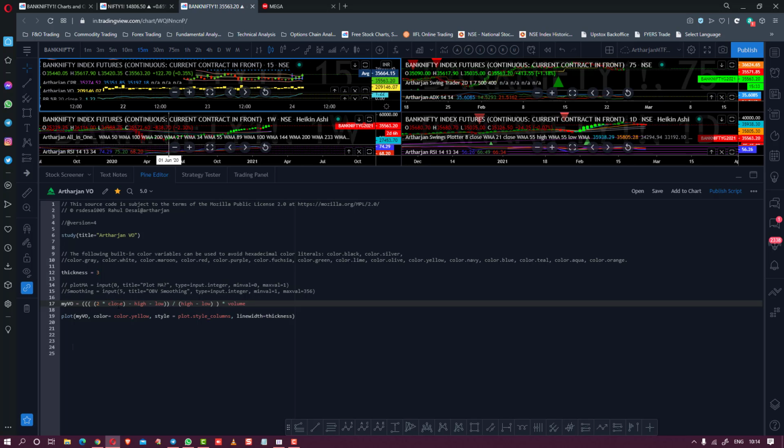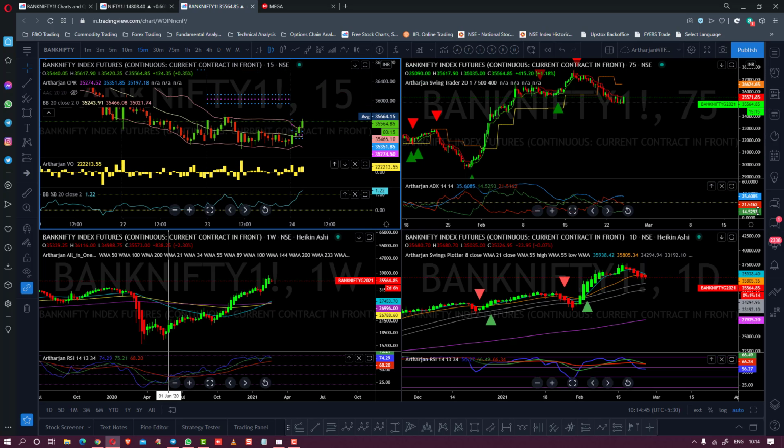So if the price has closed near the high and there is high volume, then my volume oscillator will be above the zero line, and if the closing price has closed near the lowest point with higher volume, then it will be swinging below the zero level. This is a very clever way of identifying whether smart players are entering a particular script or not. If the volume oscillator is moving above the zero line, that means a strong bullish trend is emerging.